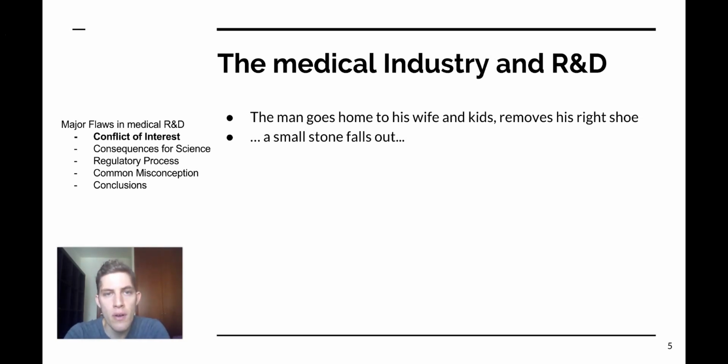Now, to finish the story from before, the man goes home to his wife and kids, removes his right shoe, and notices a small stone falling out. He realizes that the pain in his foot was likely caused by the small stone. And so it is, the inflammation in his right foot subsides in the few hours after removing the shoe. So the body readjusted to the original homeostasis level. Now, what we observe today is not different, and this is especially relevant for chronic disease where patients have to continue to take drugs indeterminately.